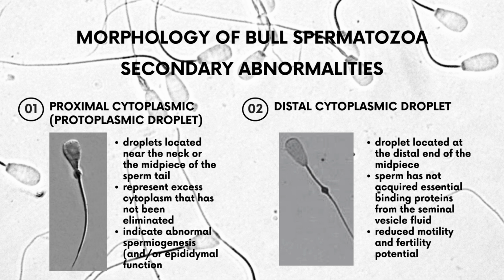The presence of a cytoplasmic droplet, whether in the proximal or distal position, may be an indication that the sperm has not acquired essential binding proteins from the seminal vesicle fluid. These binding proteins are essential for the sperm to bind to the zona pellucida. For this reason, it is important that massage of the ampullae and seminal vesicles is sufficient to elicit a quantity of seminal fluid during the collection process.